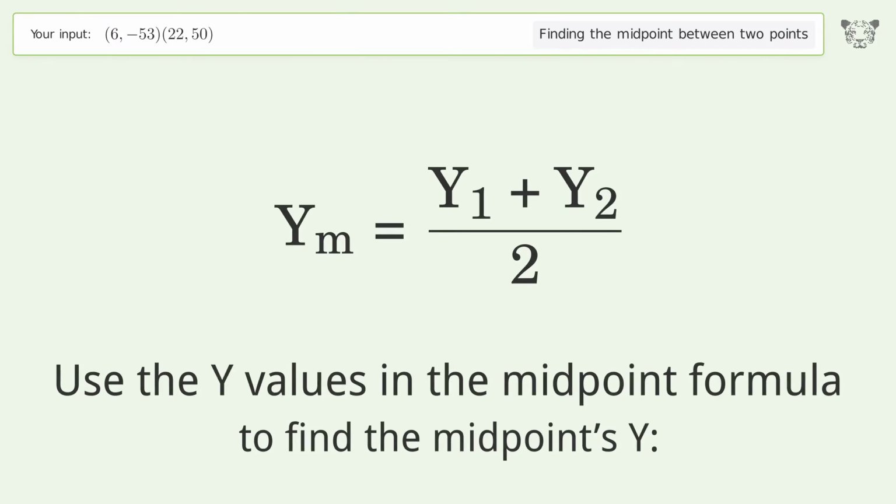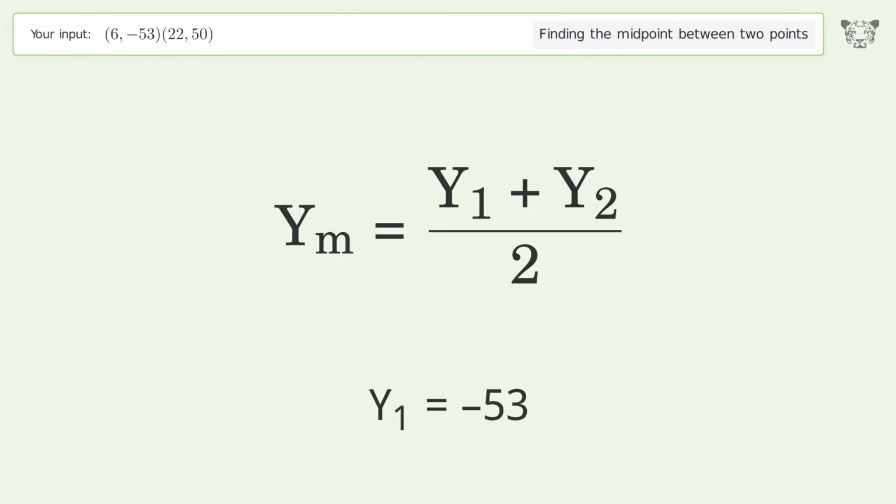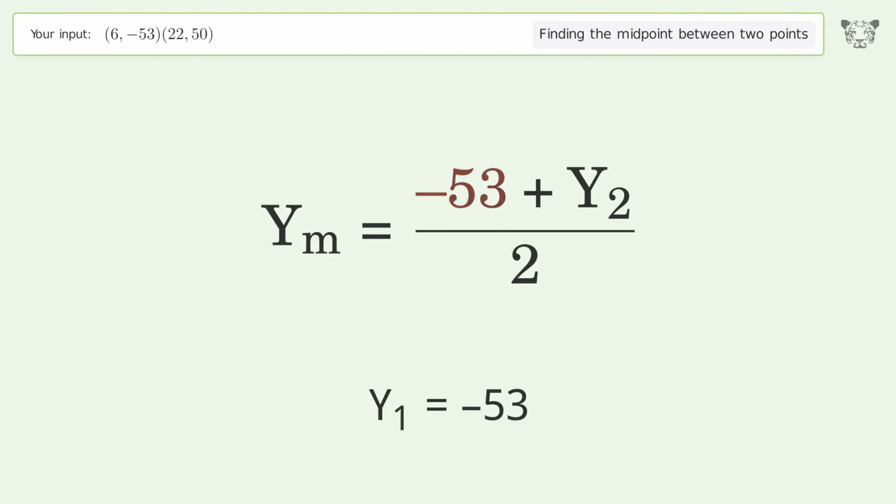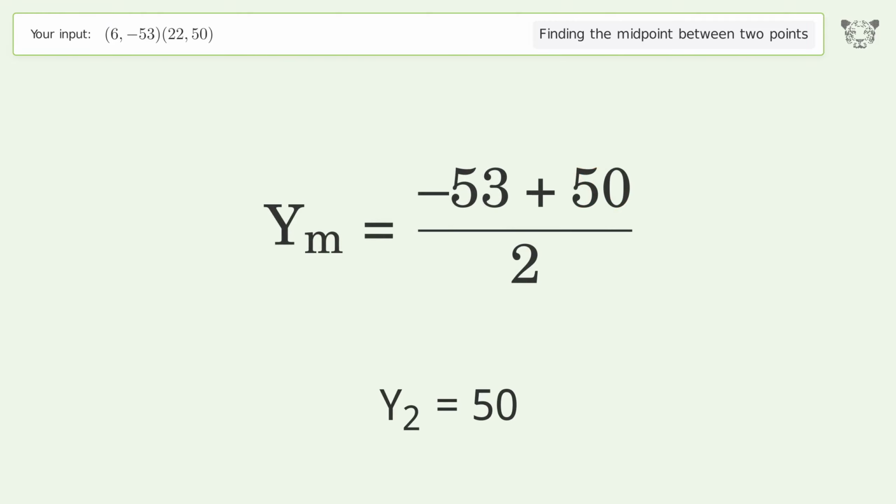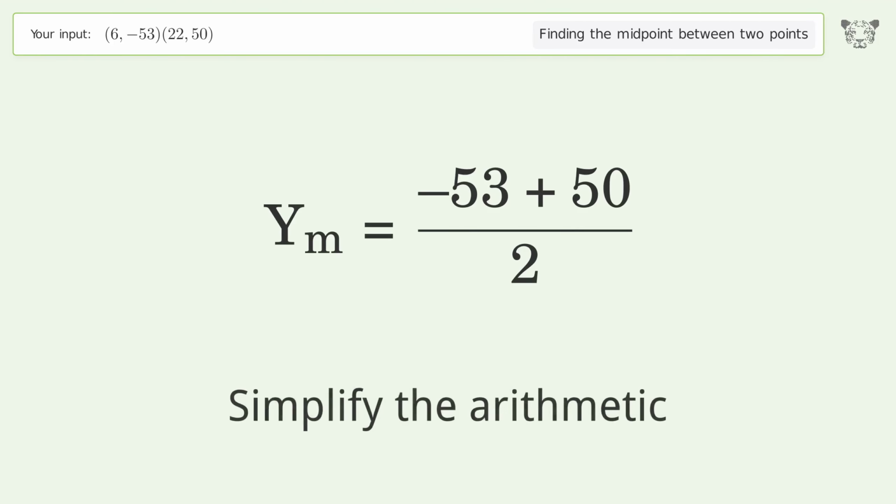Use the y values in the midpoint formula to find the midpoint's y. y1 equals negative 53. y2 equals 50. Simplify the arithmetic.